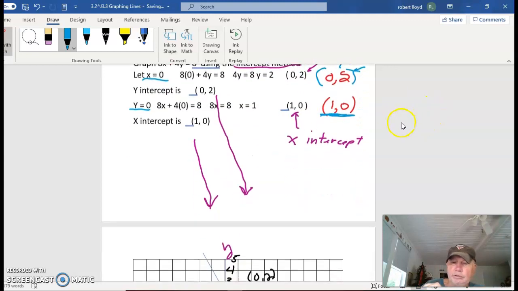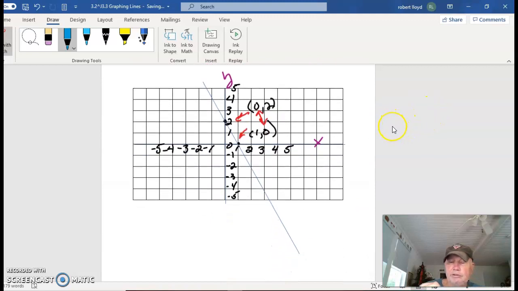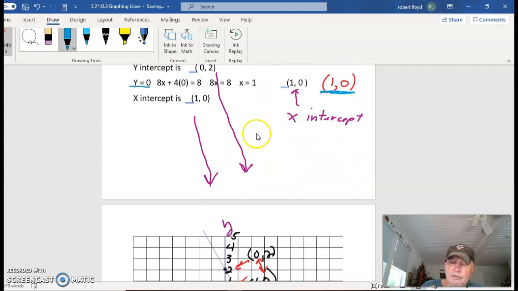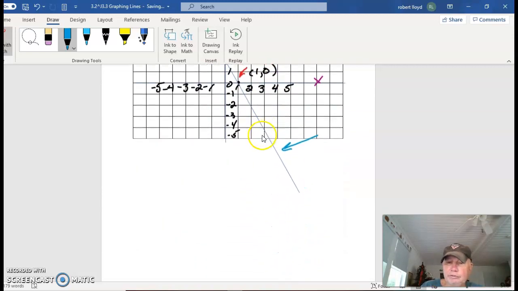So now we have the two intercepts. All we do is plot those. So we plot our y-intercept of 0, 2 right here, and our x-intercept of 1, 0, and connect them with a line. And it's the same line in the same location for our 8x plus 4y equals 8. It's the same equation and you get the same answers. It's just 3 different ways of doing it.